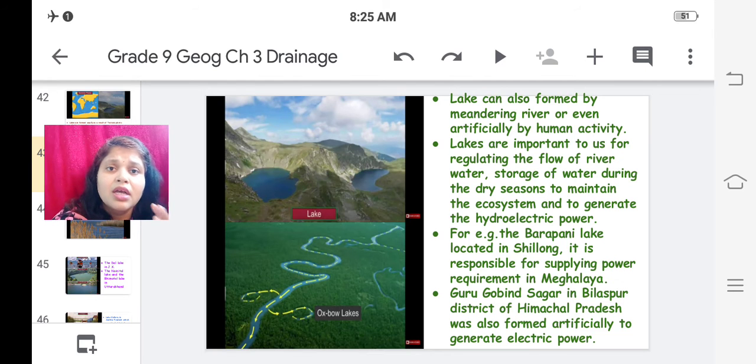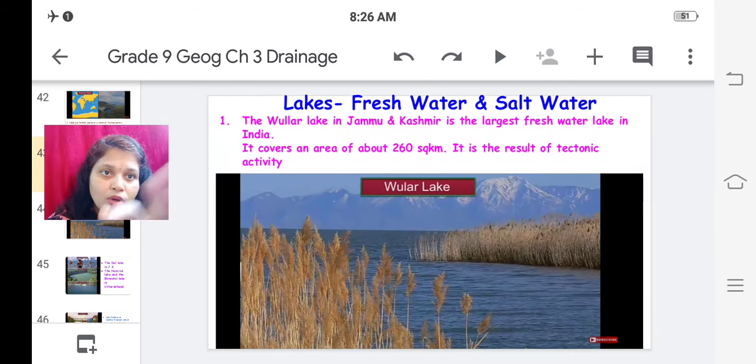For example, the best example of hydroelectric power is the Barapani Lake, which is located in Shillong. It is responsible for supplying the power requirement in Meghalaya. Another example is Guru Gobind Sagar in Bilaspur district of Himachal Pradesh, which was also formed artificially to generate electric power.